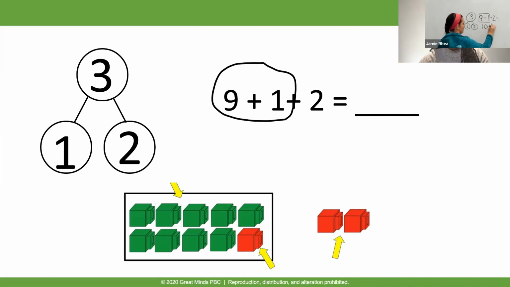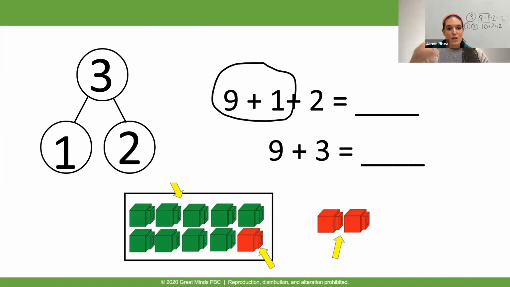So 10, 2 more is? We know that that's 12. Yes, 12. So 9 and 3 equals? 12. You got it. 9 plus 3 equals 12.